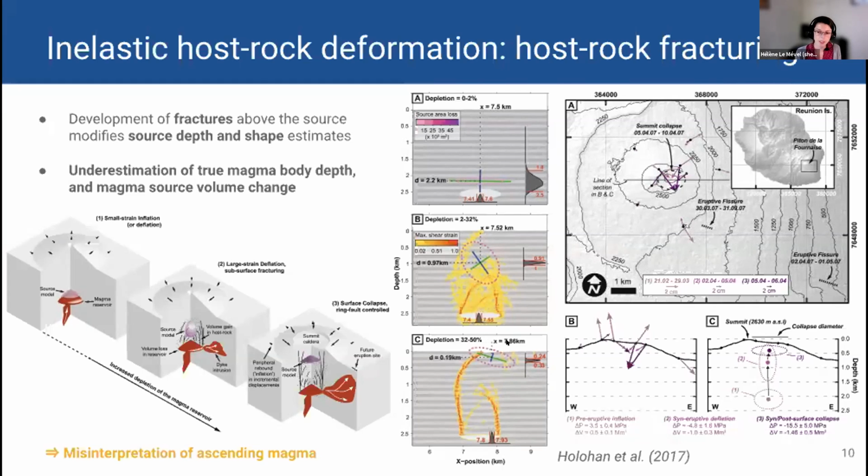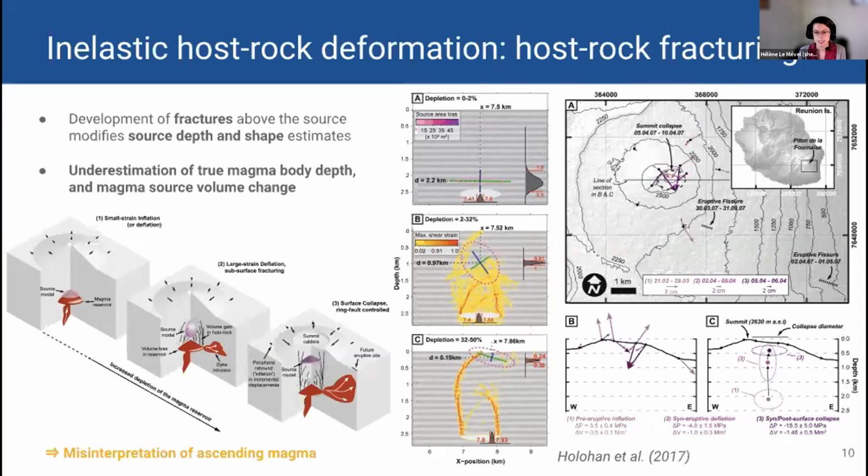So it's something to keep in mind when interpreting results from linear elastic models, that the best fit source represents the magma body, but it can also be a zone of inelastic host rock deformation around and above the body. So in that example, it could lead to the wrong interpretation that magma was ascending towards the surface, where actually a ring fault structure was being formed following the eruption of magma on the flank.